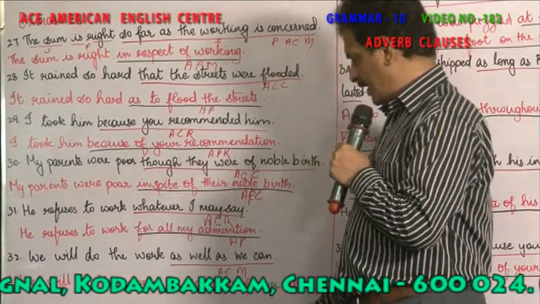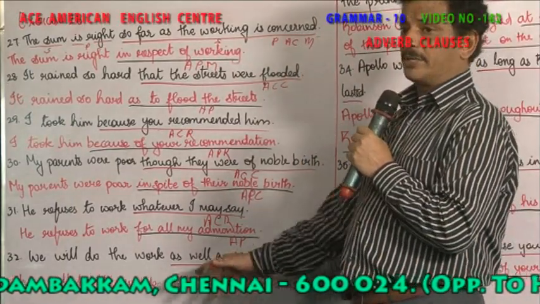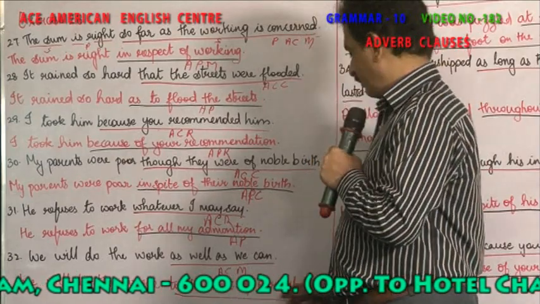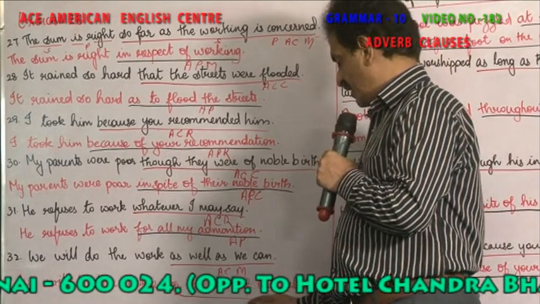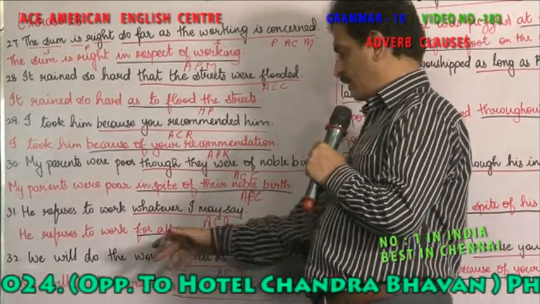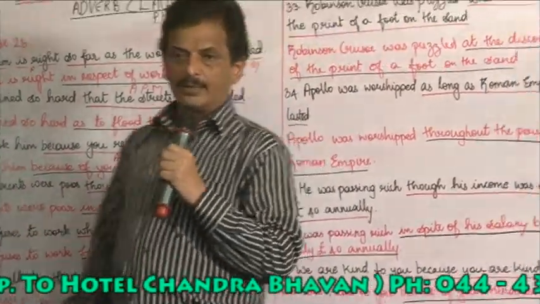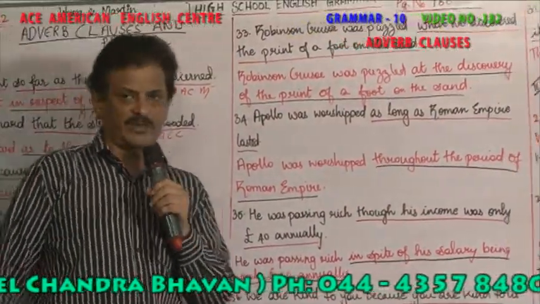We will do the work to the best of our ability. To the best of our ability becomes an adverbial phrase of manner. You ask a question, will do how? And the answer you are getting is the adverb of manner, as a clause and as a phrase.